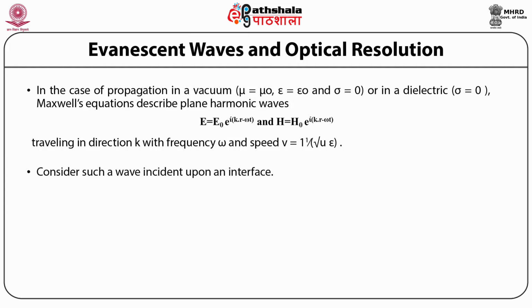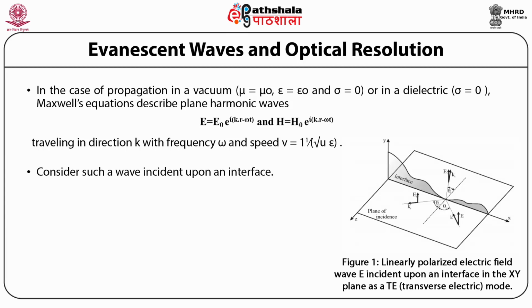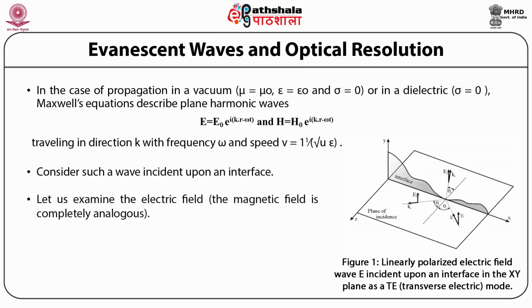Consider such a wave which is incident upon an interface as shown in figure 1. In figure 1, we can see that there is a linearly polarized electric field wave E which is incident upon an interface in the xy plane as a transverse electric mode. Let us examine the electric field, where the magnetic field is completely analogous.